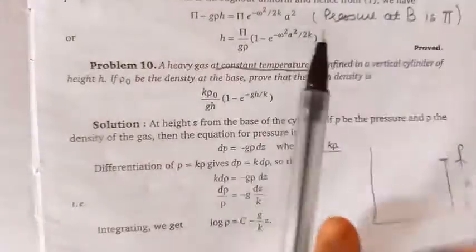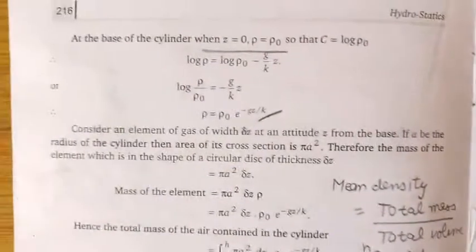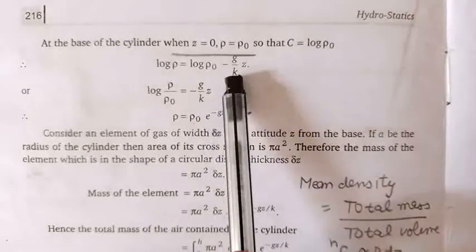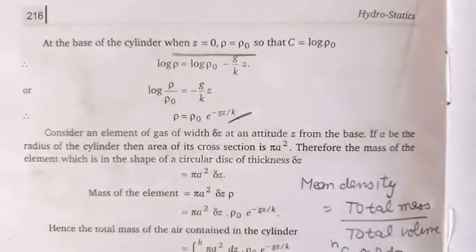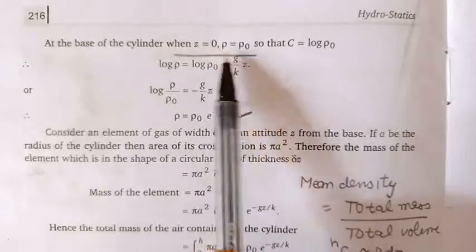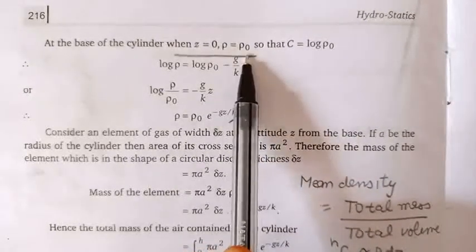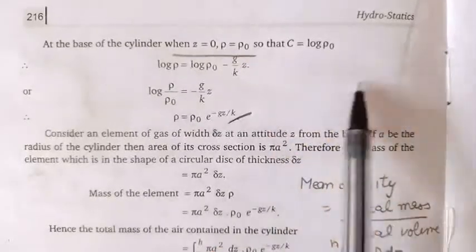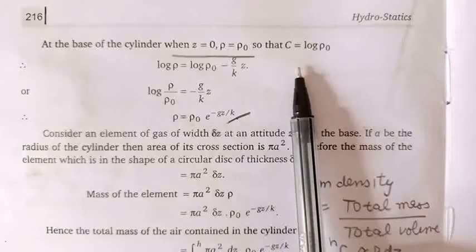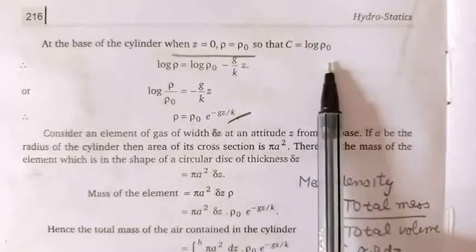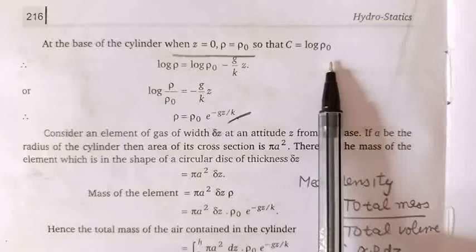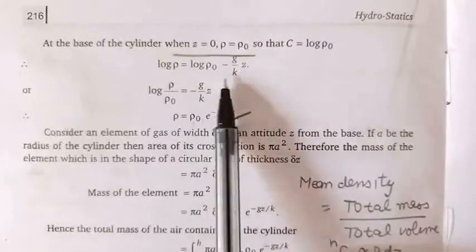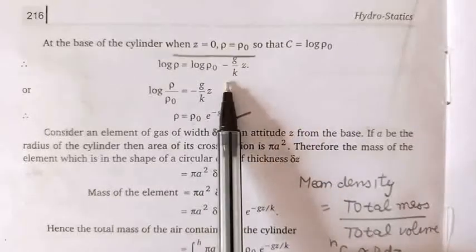Now, to find the value of constant c, let us apply the given conditions. At the base of the cylinder, the density is rho naught. It means when z is 0, the value of density rho is rho naught. Applying this condition in the previous equation, we get the value of constant c, which is given by log rho naught. Putting this value again in the same equation, we get log of rho is equal to log of rho naught minus gz by k.